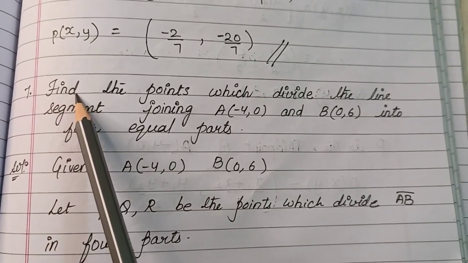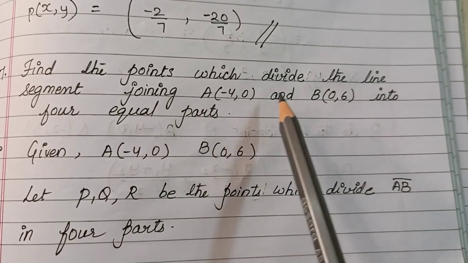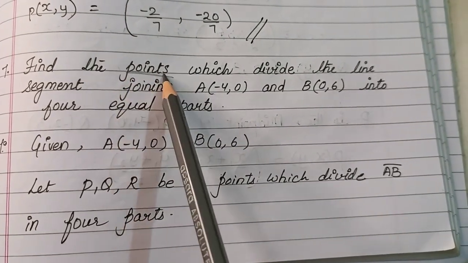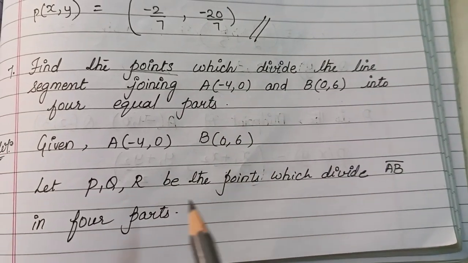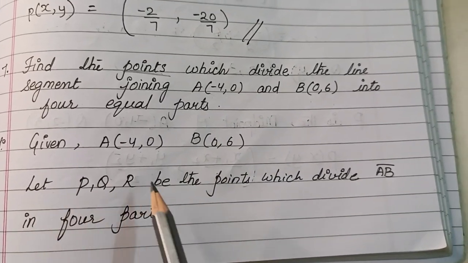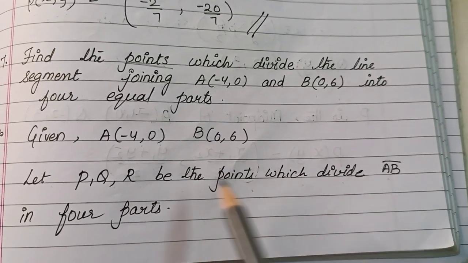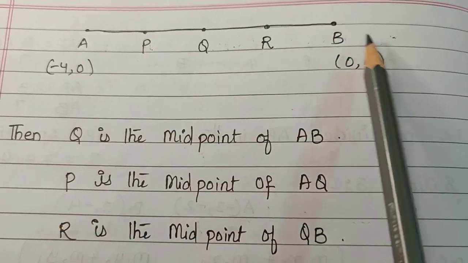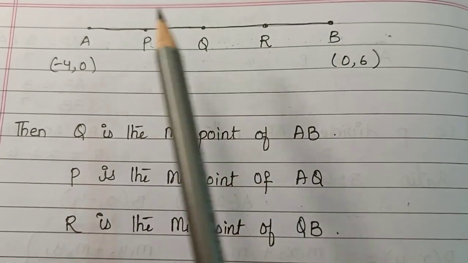Question number 7. Find the points which divide the line segment joining A(-4, 0) and B(0, 6) into 4 equal parts. We have to find the points which are dividing the AB line segment in 4 equal parts. Given A is equal to (-4, 0) and B is (0, 6). Let the 3 points, name them P, Q, R, be the points which divide AB in 4 equal parts.